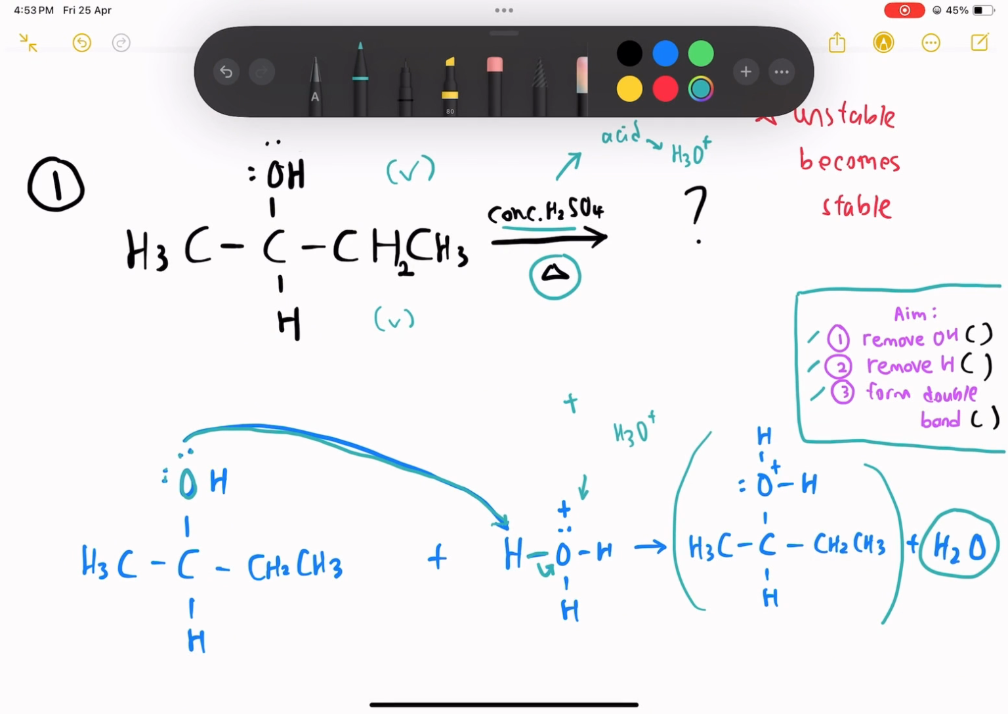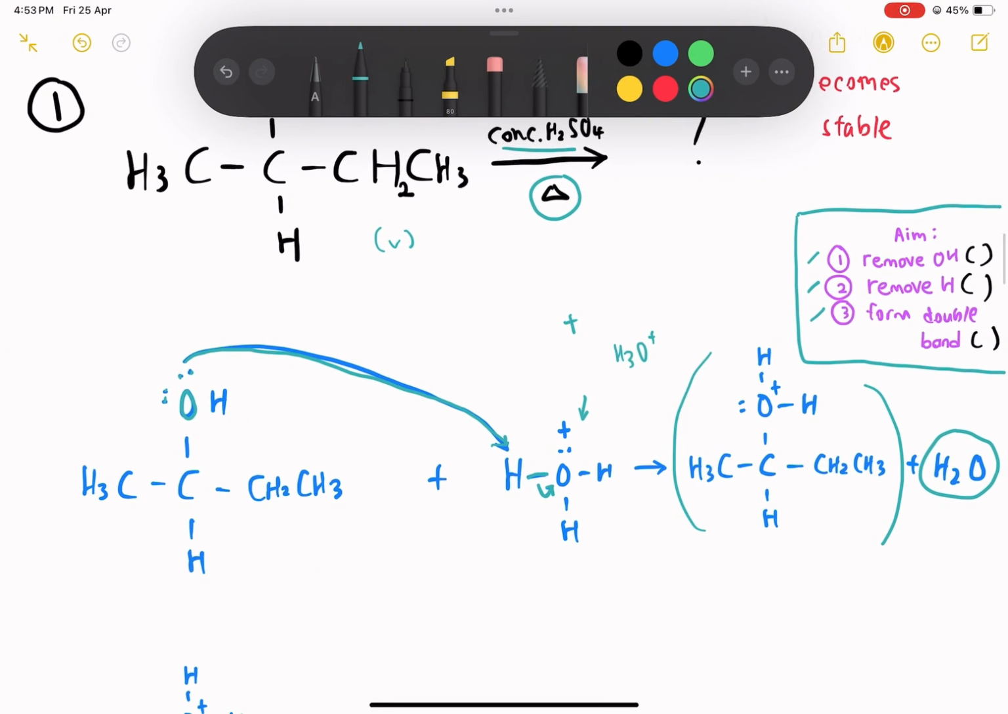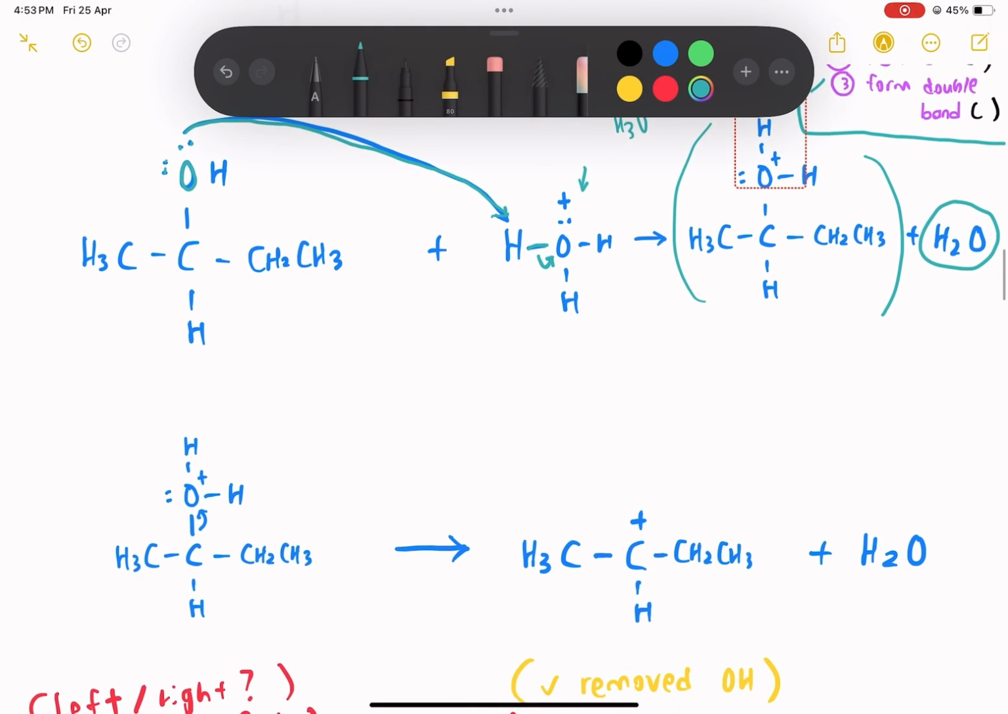But the story is not over yet, because we didn't even remove OH in the first step. So remember, it is still unstable because there is a positive charge. So you need to break the bond between C and O, and the electron will go to O in order to form H2O again. And this will also lead to the formation of a carbocation here, and then this compound.